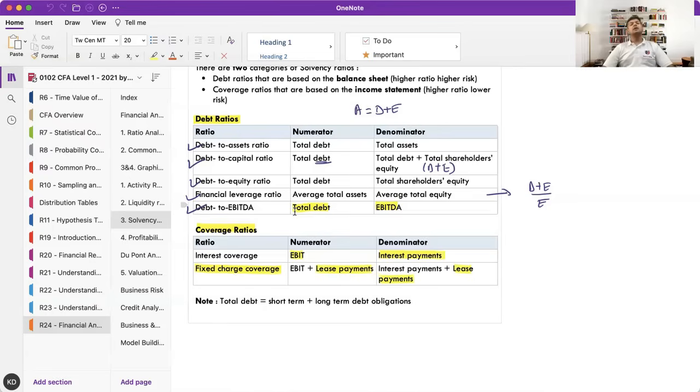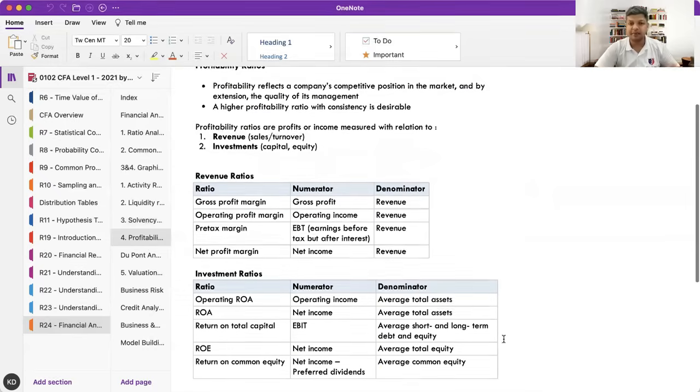Clear? Everyone? And one very important thing, when I say total debt in this context, total debt means all the debt, whether short term or long term, not only long term, but all the debt of the company. Is that clear, everyone? Everyone clear with activity ratio, solvency ratio, and liquidity ratio? Now quickly tell me the income statement.